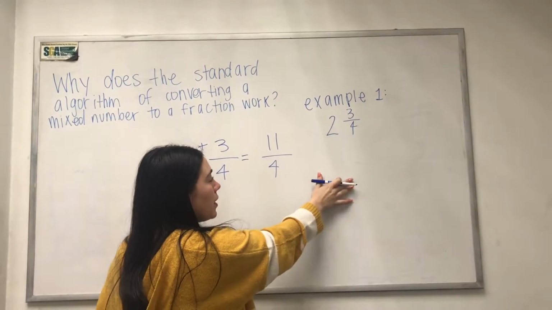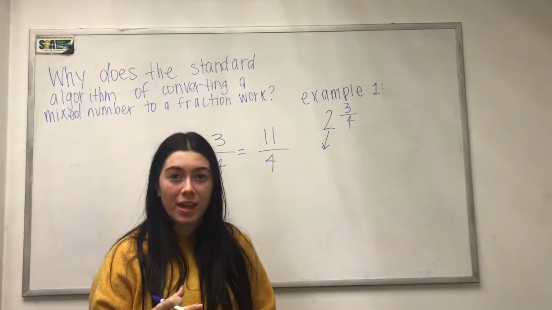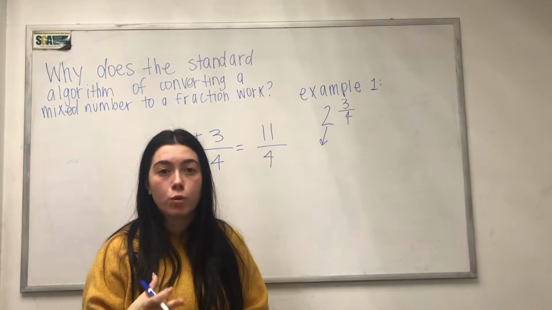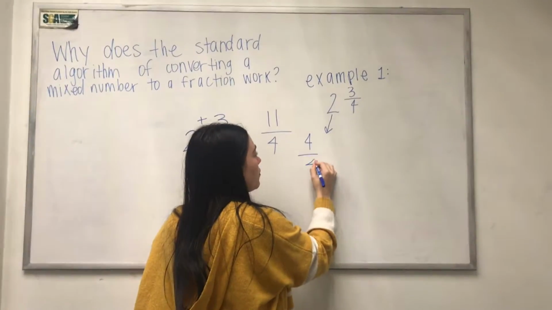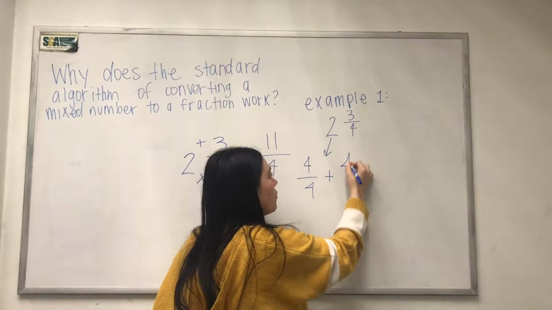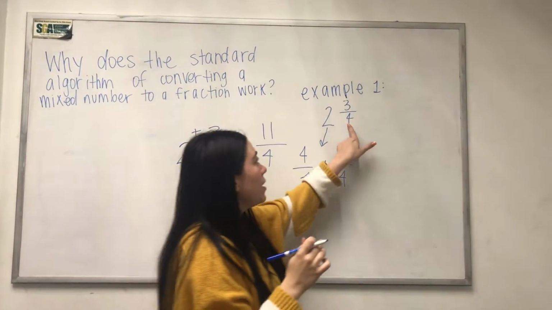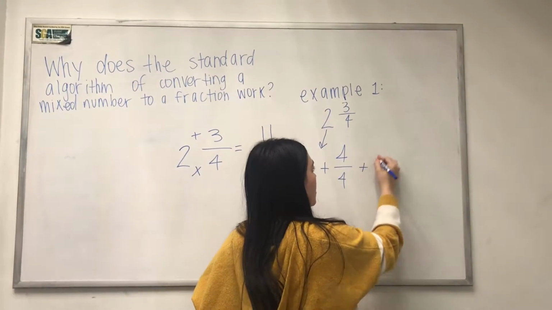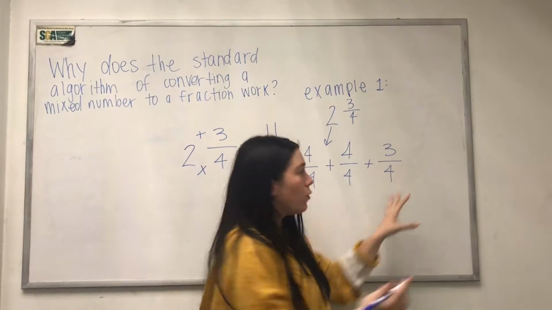So if you come over here, we break down this 2 and show that it's actually 4 over 4, because 4 over 4 equals the whole. So we'll break that down. It's actually 4 over 4, that's 1 whole, and then another 4 over 4, that's 2 wholes, which represents the 2. And then we have 3/4. So add these, which is 8 plus 3 is 11 over 4.